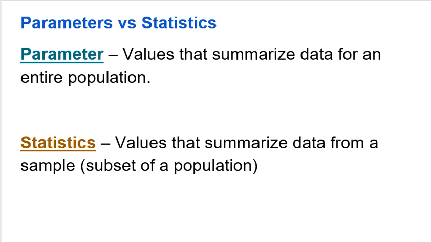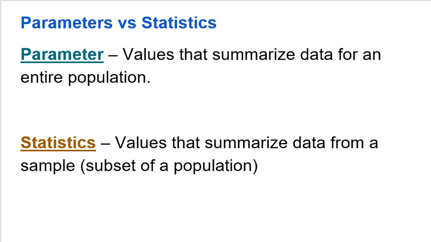Or if I found out that, if I was somehow able to get to every cardinal in the entire world, and I found out that 18% of them are infected with a particular disease, that would be a parameter because it's a proportion, 18% that are infected with the disease that came from all cardinals, the entire population. Whereas a statistic is the values that summarize data from a sample.